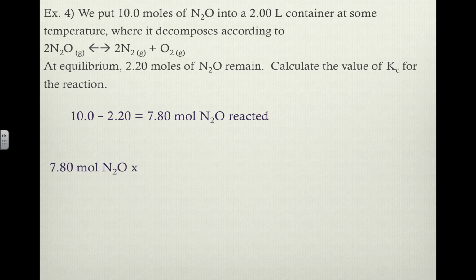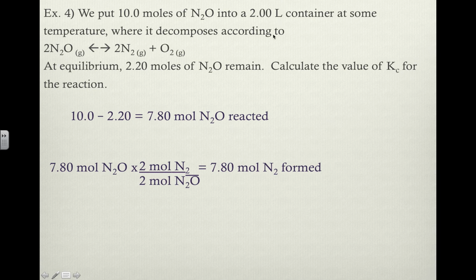So I had 7.8 moles of N2O. I'm going to find out how much nitrogen we produced. Our mole ratio is 2 to 2. So we produced 7.8 moles of nitrogen. Now, we are wanting to know concentrations, so I'm going to go ahead and divide by my 2 liters to get the concentration of nitrogen.